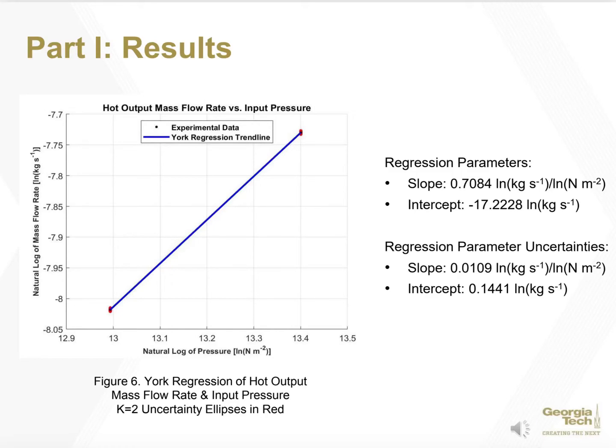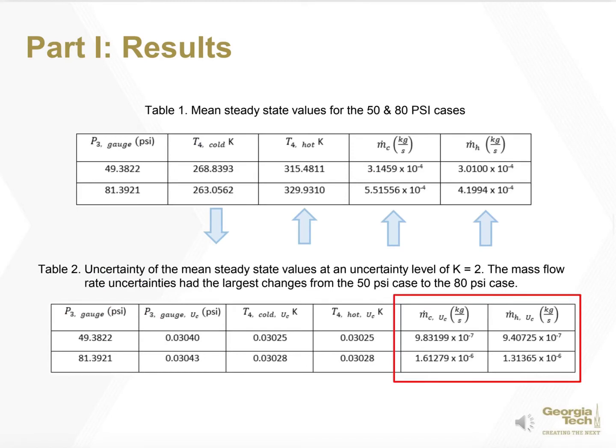On this slide, we have summarized the steady-state data and relationships. In the top table are our mean steady-state values for gauge pressure, cold and hot vortex output temperature, and cold and hot mass flow rate. As depicted by the arrows, the vortex cold output temperature decreased with increased input pressure, while the vortex hot output temperature and both mass flow rates increased with increased input pressure.